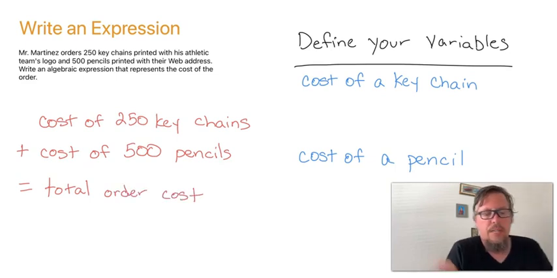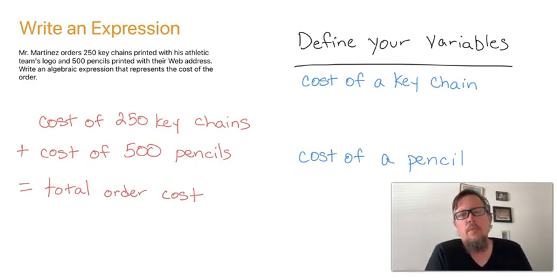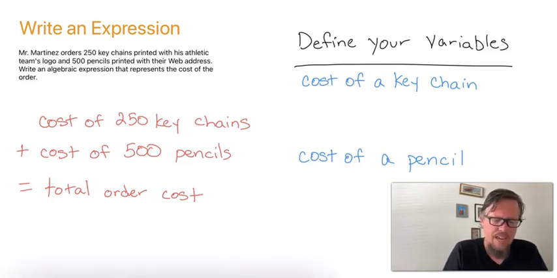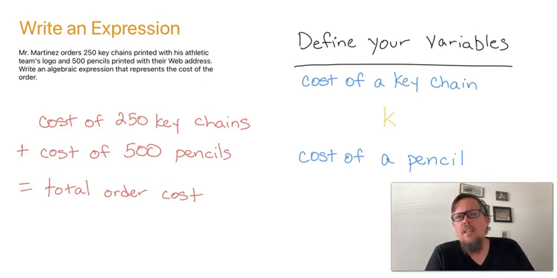Okay, so we need two variables. We need one that represents the cost of a keychain and one that represents the cost of a pencil. By default, I think a lot of people use X and Y as their variables just because we're used to using X and Y when we graph. But there's no reason to use X and Y unless you're going to graph it. Let's use variables that make a little more sense in this problem. The cost of a keychain, instead of using X or Y, let's just use K for keychain. So let's make this variable K. And then the cost of a pencil, let's do something similar. Instead of using X or Y, let's use P for pencil.